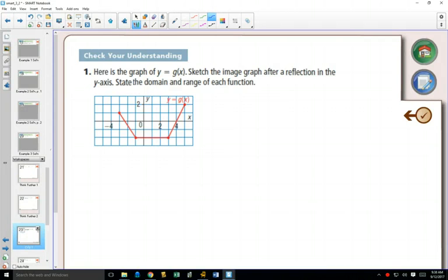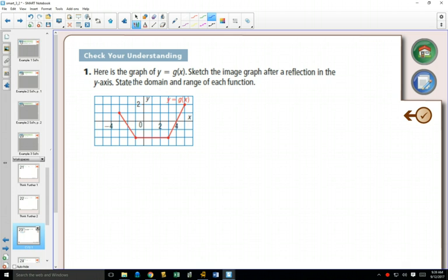So here we have a graph. We want to sketch the image after reflection in the y-axis. So a reflection in the y-axis means that we're flipping over the y-axis. What value is changing if you do that? Your x values or your y values? Not both of them. You're flipping over the y-axis, your x values are changing.